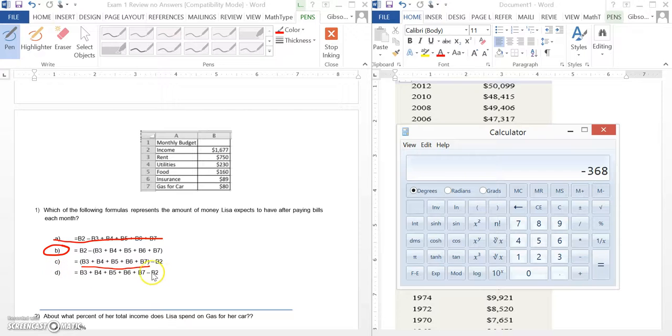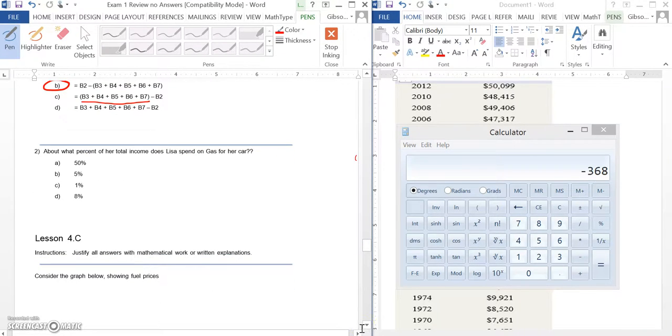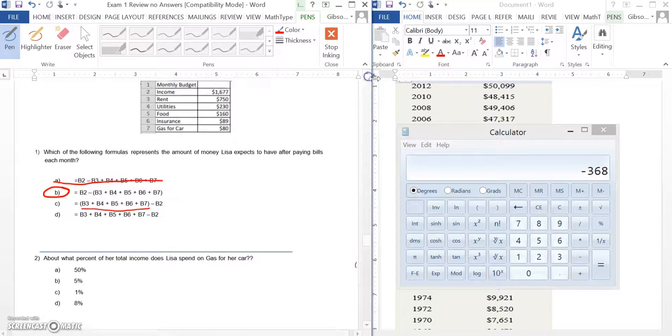And then, of course, D wouldn't work because B2 is only subtracted from B7. So our answer here would be B. Now, we go down here to number 2. It says about what percent of her total income does Lisa spend on gas for her car? So we'll go back up here.